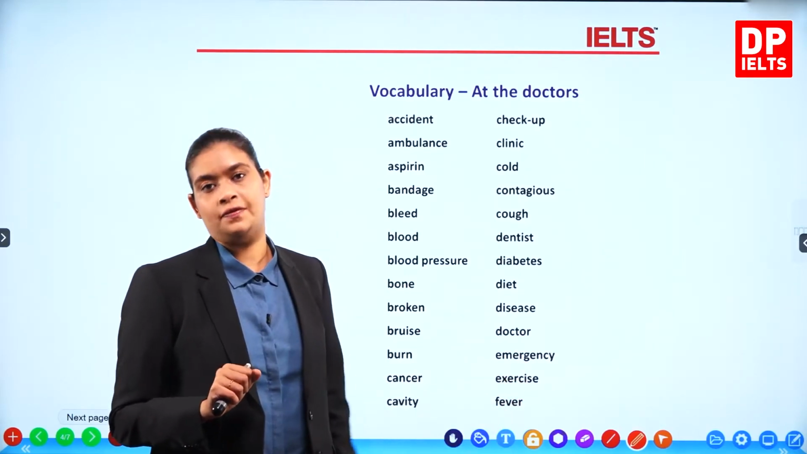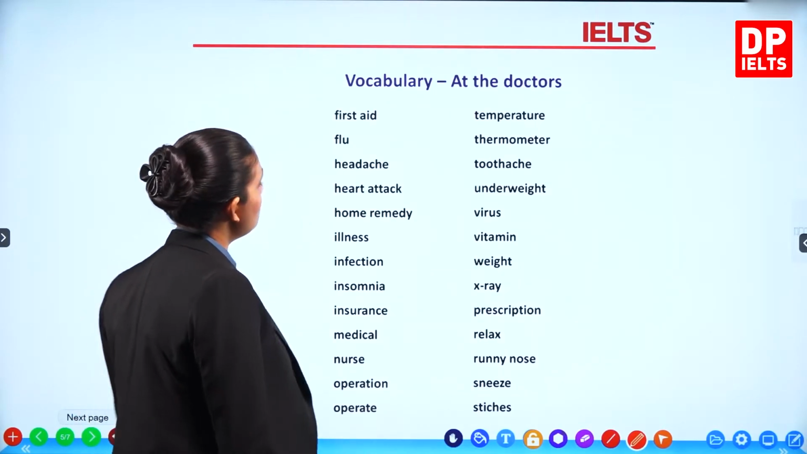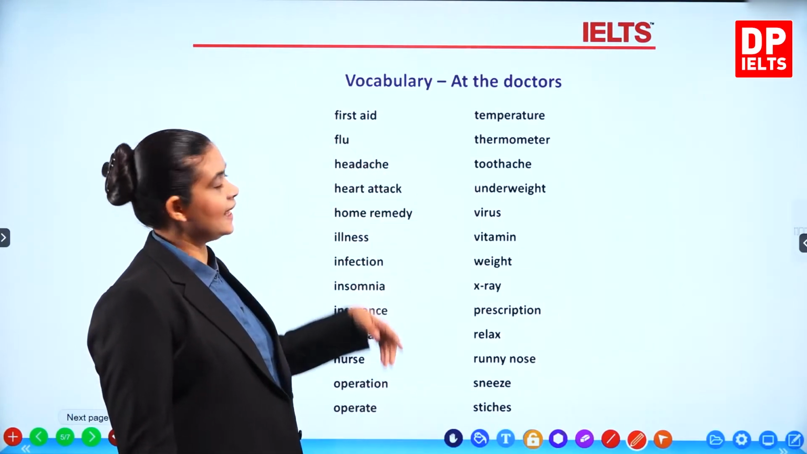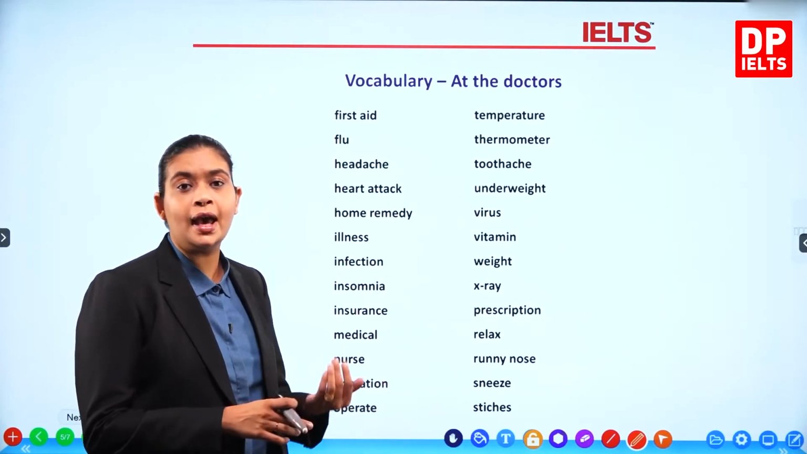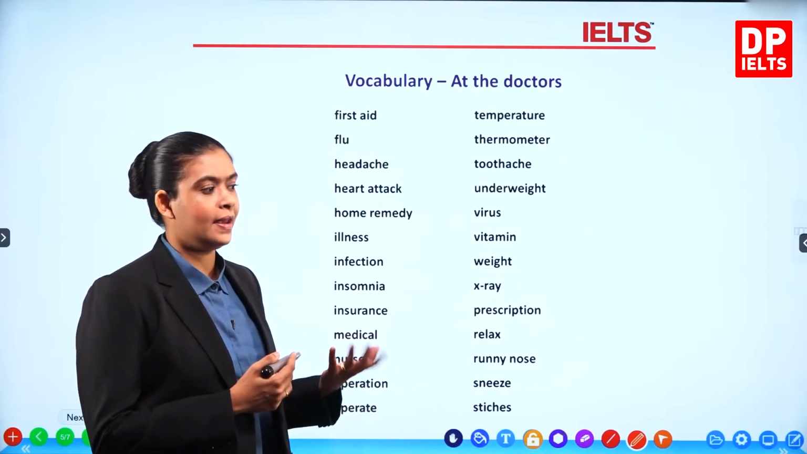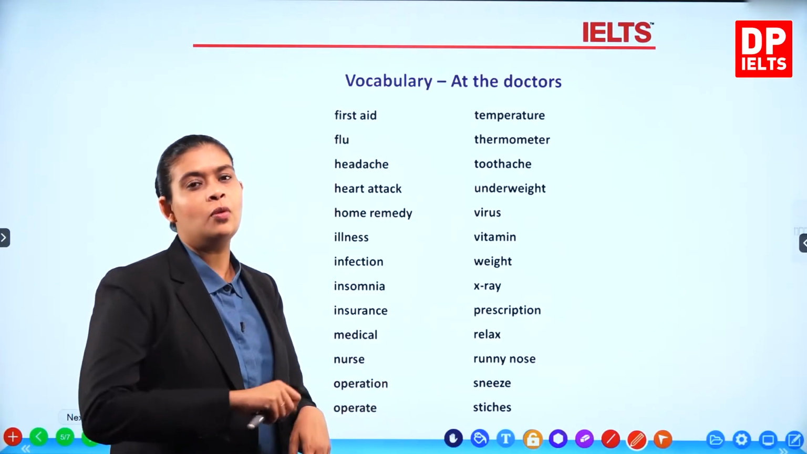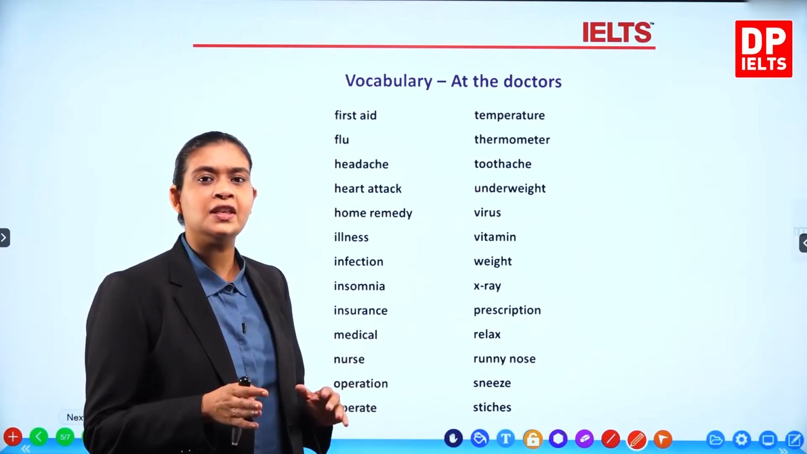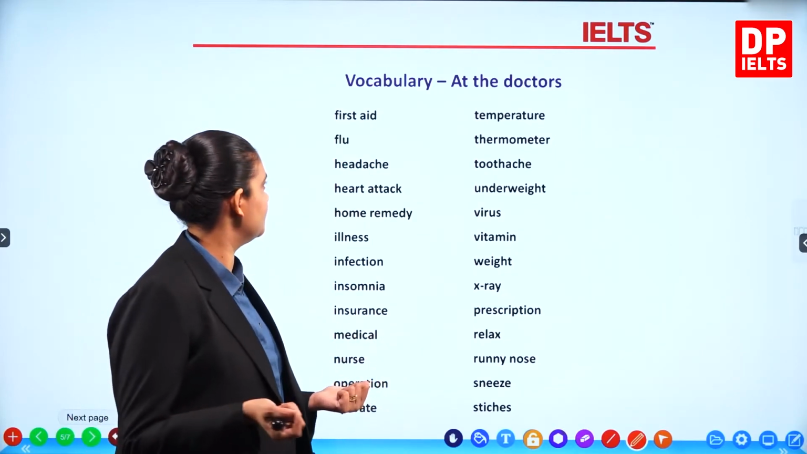Exercise, fever. All right. There's more vocabulary here, right? First aid. Have you seen first aid? Now, first aid is when something happens, the immediate kind of treatment that you would do. So, basically you could give someone Panadol, or maybe apply some cream, or maybe wash the wound and put a plaster. First aid. Simple things that you could do as soon as there is an accident.